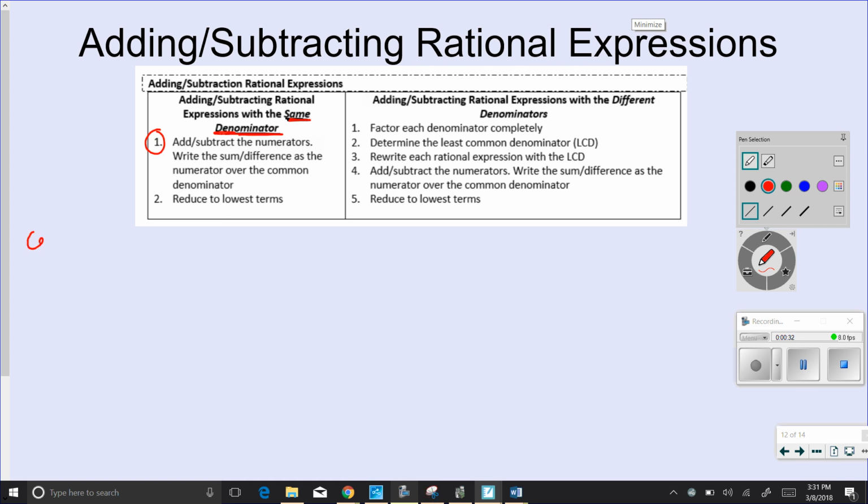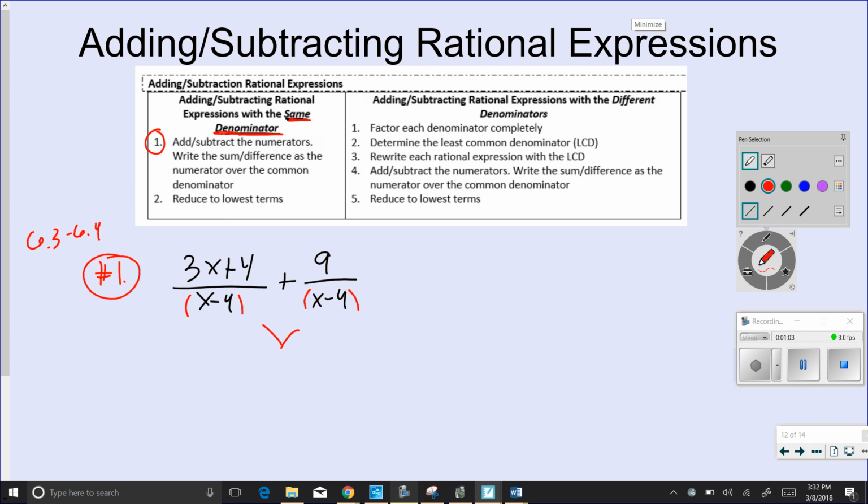So looking at our 6.3 to 6.4 quiz review, number 1 has 3x plus 4 over x minus 4, and you're adding 9 over x minus 4. So this is an example where you have an addition with the same denominator. You have a denominator of x minus 4 in both of those. Since they are the same, you can combine your fractions together. When you do that, you keep that denominator the same, x minus 4.